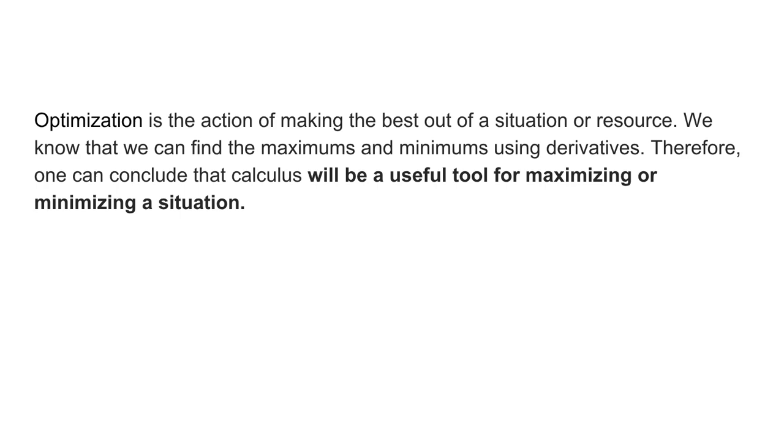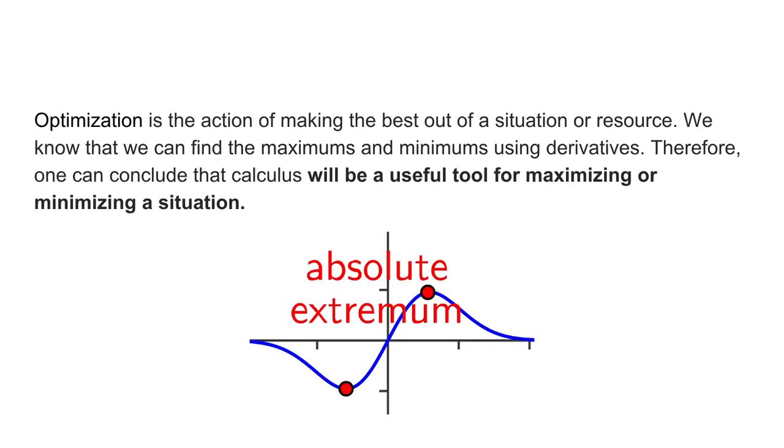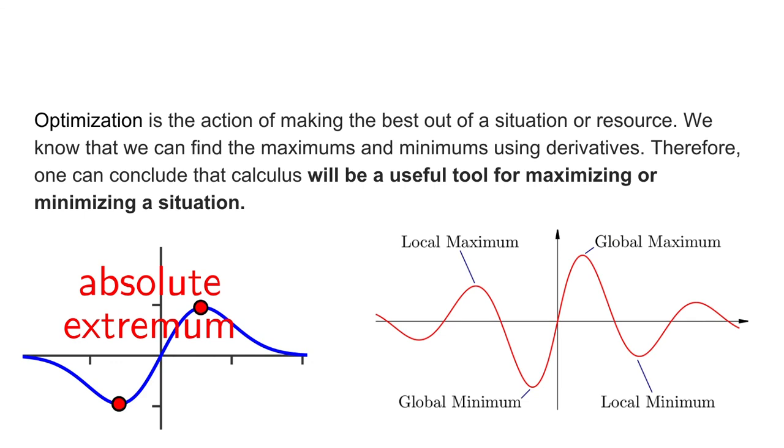In conclusion, optimization is the action of making the best of a situation or resource. We know that we can find the maximums and minimums using derivatives. Therefore, one can conclude that calculus will be a useful tool for maximizing or minimizing a situation.